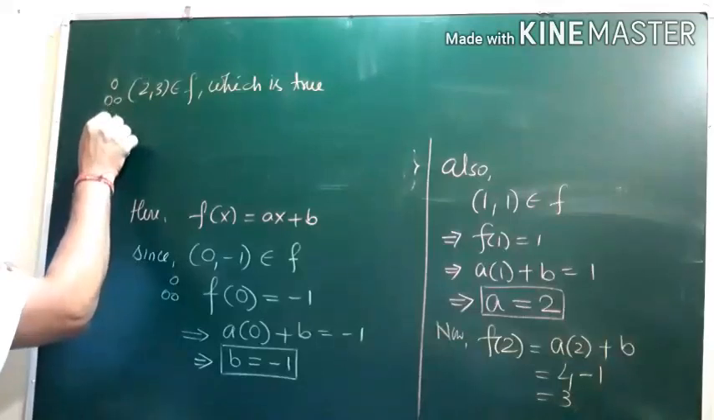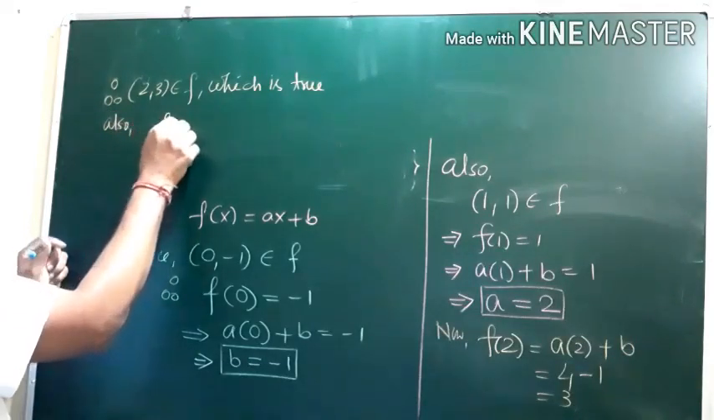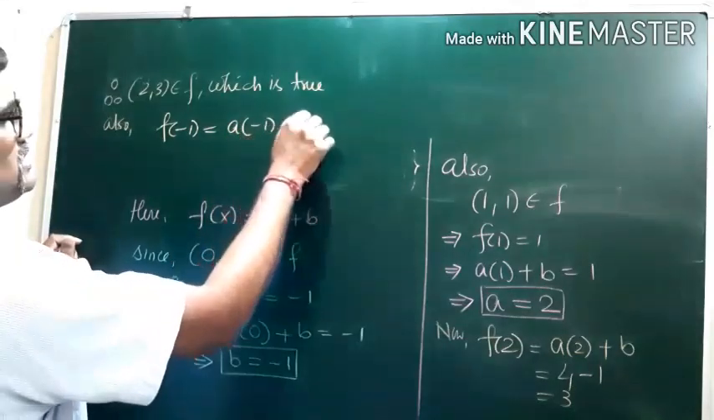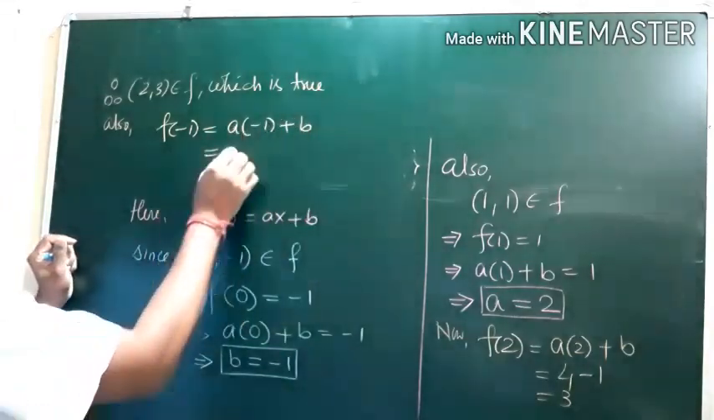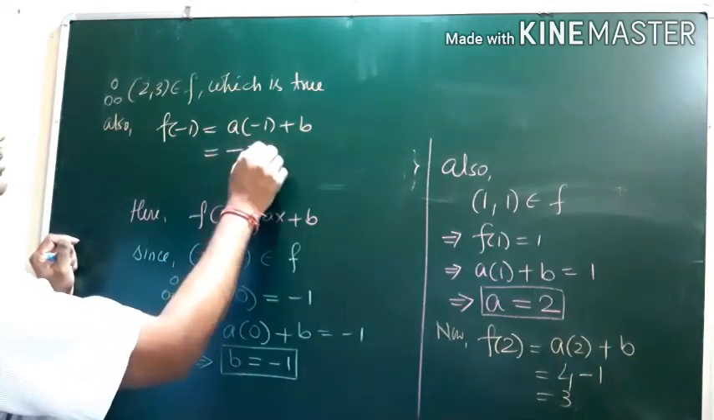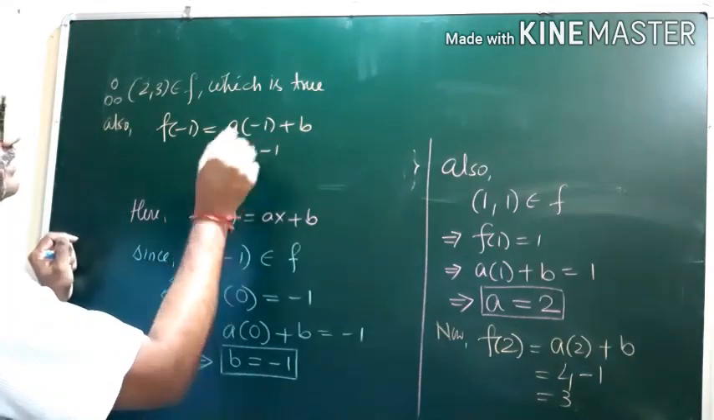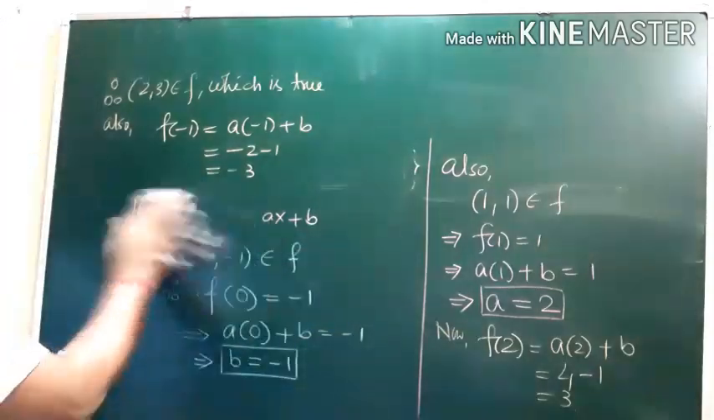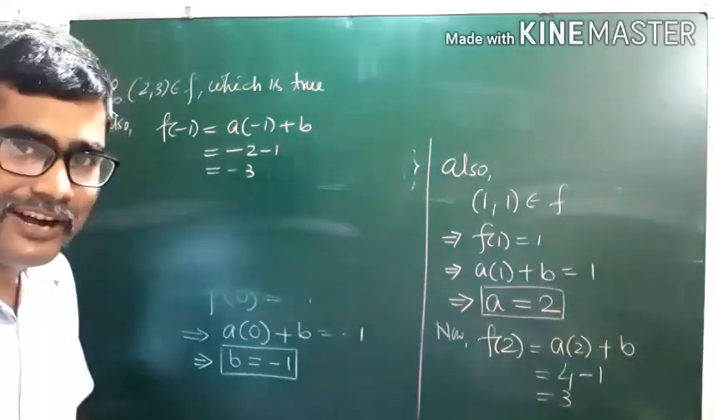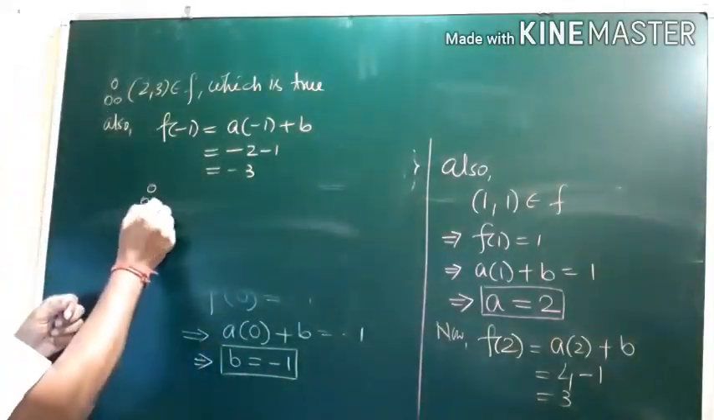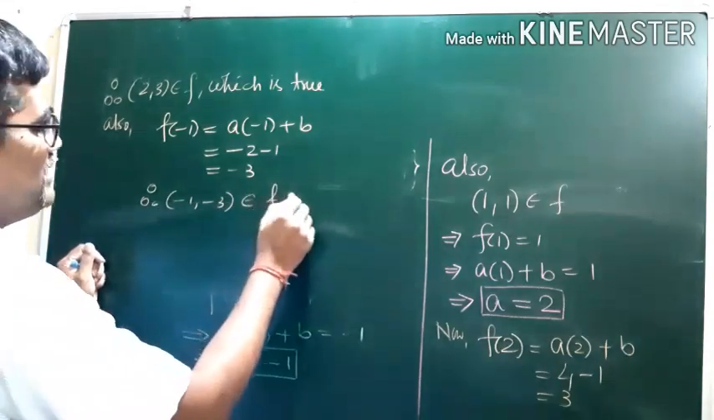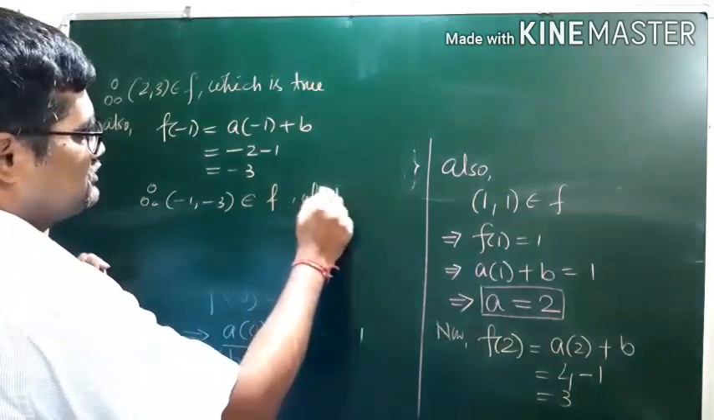Now the other part also. f of minus 1 is a into minus 1 plus b. This is the value of x. a is 2, so it will be minus 2. This is minus 1, giving you minus 3. So what does that again generate? Great. So you can again think about the conclusion. So what can you write? Therefore, minus 1 comma minus 3 belongs to f, which is again true.